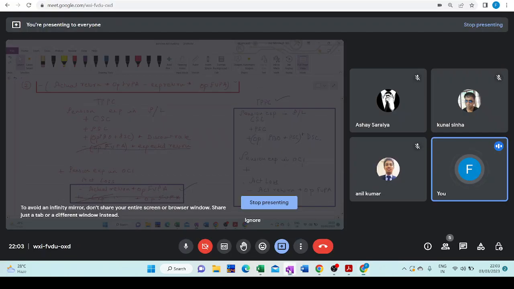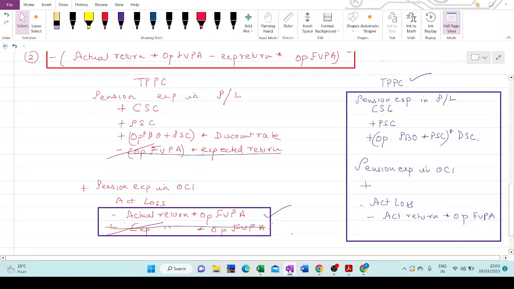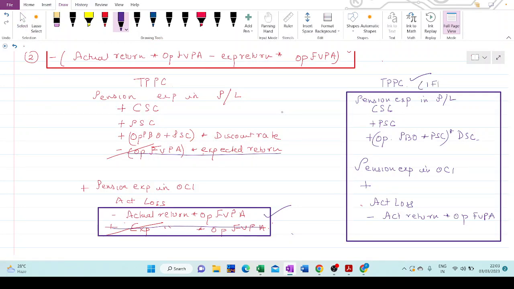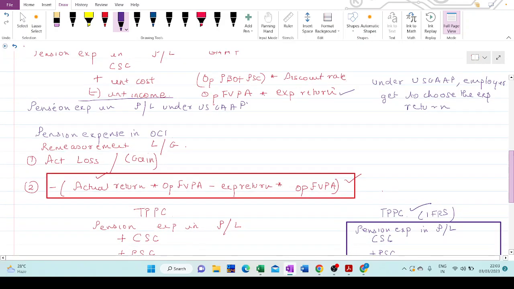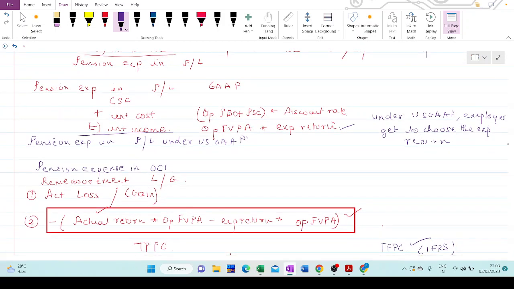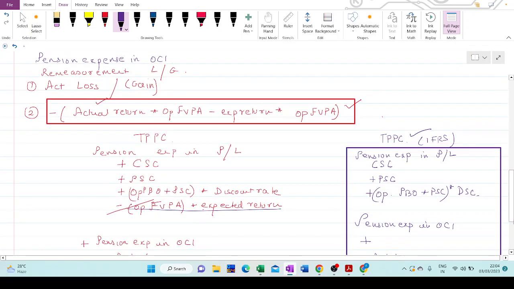Okay. So guys, this is my TPPC as per IFRS, and guys, this is my remeasurement gains and losses. It has two components: actuarial loss and the difference between the actual return and expected return. Okay. And guys, one more thing: the actual return is being deducted from my actuarial loss, and the expected return is getting added to my actuarial loss.